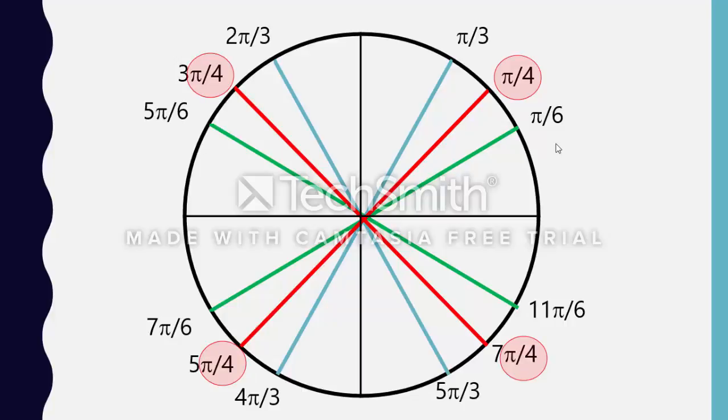Did you notice that the red lines all terminate in angles that are multiples of pi over 4? Did you notice that the green lines all terminate in angles that are multiples of pi over 6? And the blue angles, or the blue lines, all terminate in angles that are multiples of pi over 3. So we can use this pattern to help memorize the angles of the unit circle.